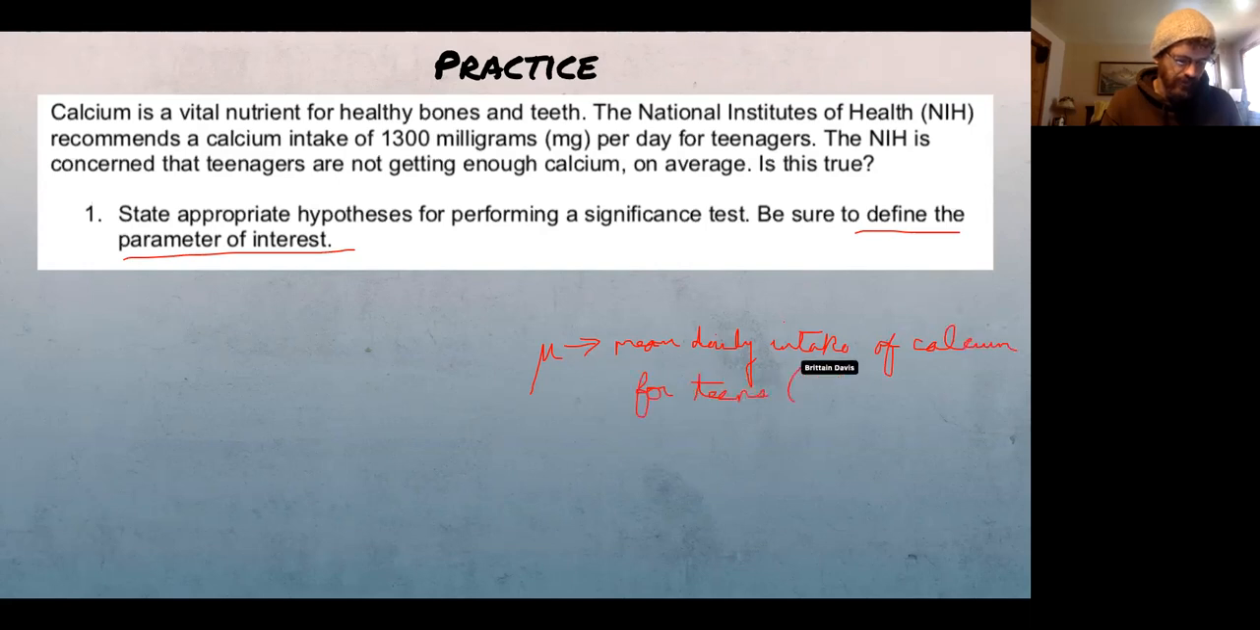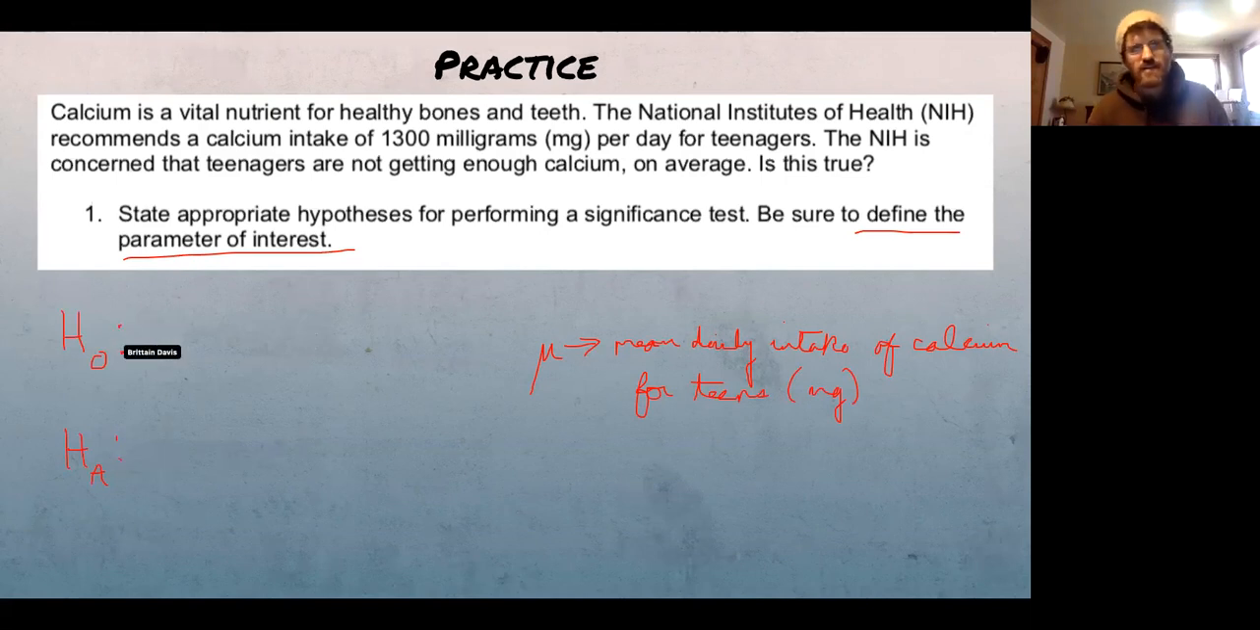And I'll just put in milligrams right here. Technically it's milligrams per day, but we're good. Okay. Now we have two hypotheses. We've got H sub naught and we've got H sub A, the alternative hypothesis. Now, our null hypothesis is that everything is exactly the way it should be, and that the mean truly is equal to 1,300 milligrams per day.